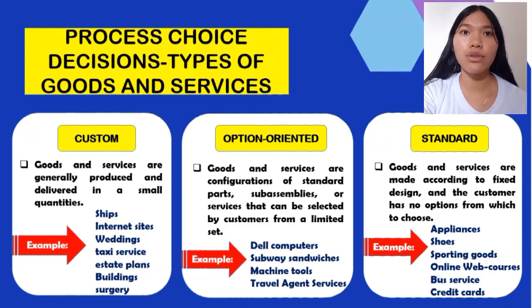An example of custom or make to order are ships, internet sites, weddings, taxi service, estate plans, buildings, and surgery. To better understand this one, as I said earlier, the customer will first place their order, after which the company produces what the customer ordered. So it is delivered in small quantities.